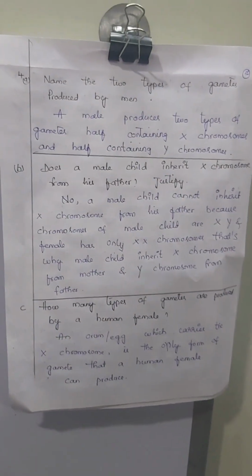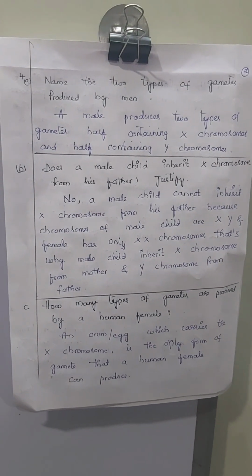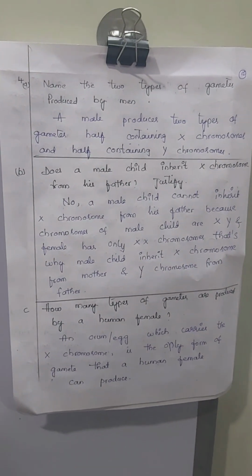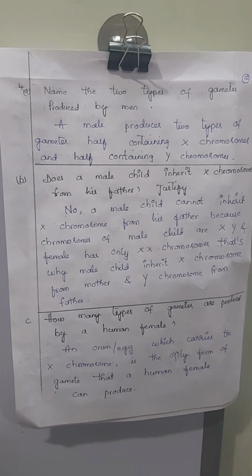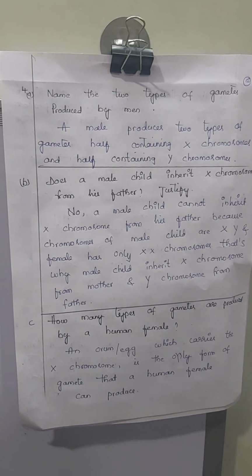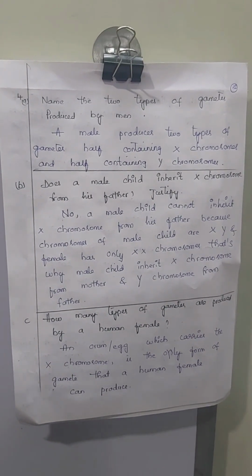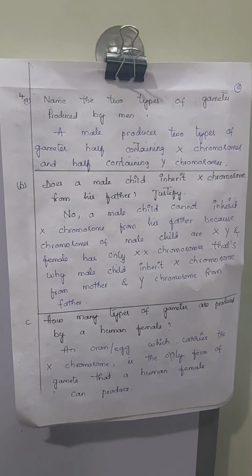So the first one is the two types of male gametes. A male produces two types of gametes, half containing X chromosome and half containing Y chromosome. Male will be having X and Y chromosomes. Does a male child inherit X chromosome from his father?